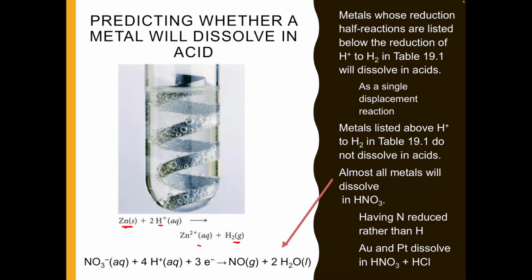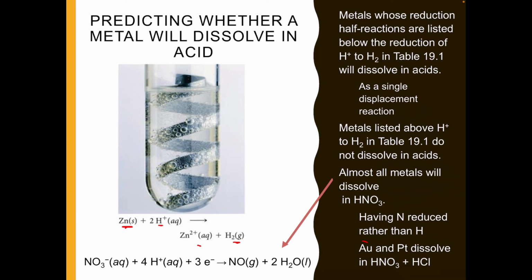When I was talking about acid before, I meant just any acid really, but most metals will dissolve in nitric acid because we have our nitrogen being reduced instead of our hydrogen. So that's a different reduction potential. And therefore, most of them now will fall below that reduction potential of nitrogen, and so we can cause them to be oxidized.